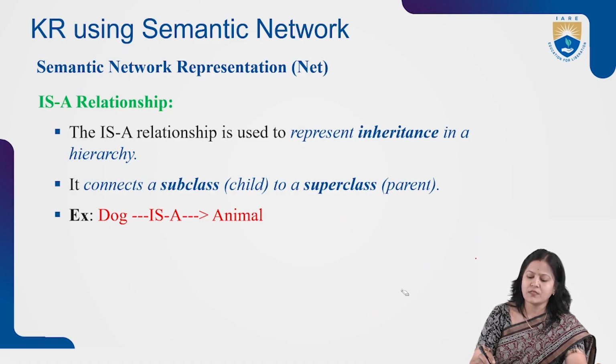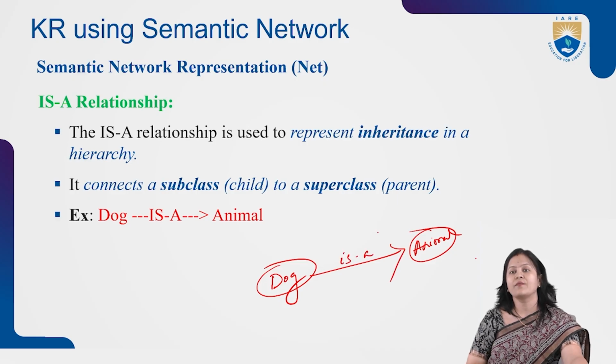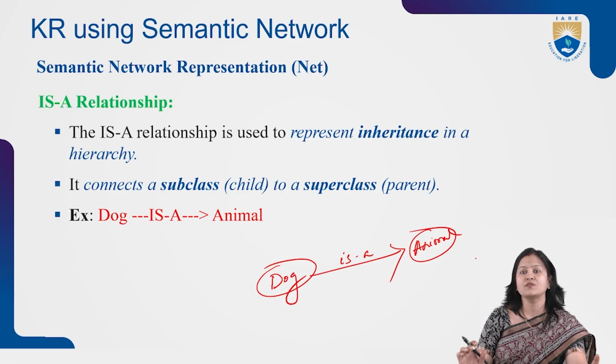So how can we represent this in the form of a graph? If dog is one node, animal is one node. Now here I'll write dog and here we will write animal. Then we can create an arc, and here I will write is A. Like this we have to represent. One sentence we have represented using a semantic network.